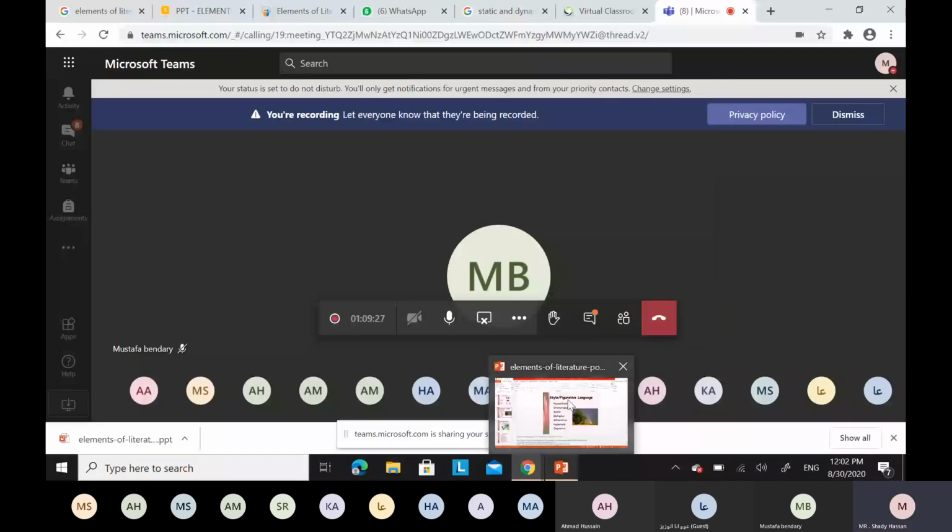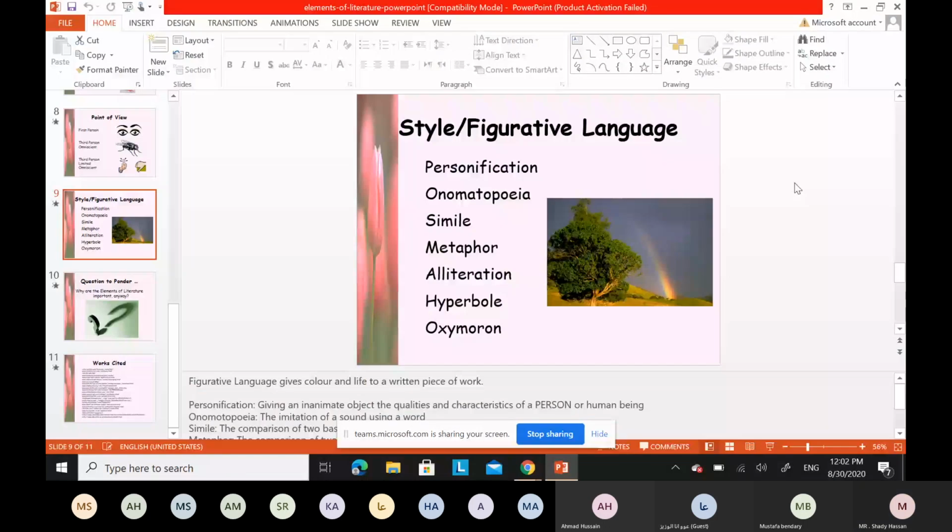So guys, you said personification, onomatopoeia, and the simile. When you are comparing between two people or two things, we are using as or like. So this is simile. If you are comparing and then use the word like or as, this is metaphor simply.